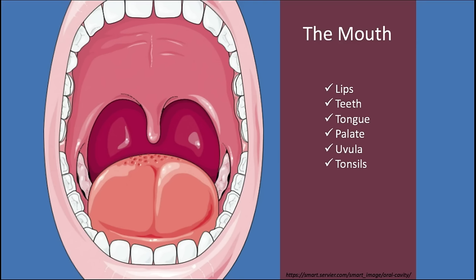So first, let's get oriented with the mouth. Of course, we have the lips here that form the outer border of the mouth. We have the teeth, we have the tongue, we have the roof of the mouth, which is also called the palate, which is divided into a hard palate, which is towards the front of the mouth and has underlying bone, and the soft palate, which is towards the back of the mouth and includes this hanging bit of soft tissue called the uvula. The tonsils are also in the back of the mouth, and they serve as part of the immune system.